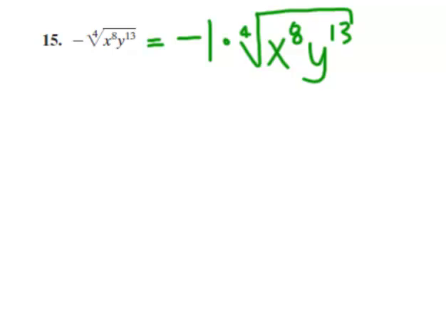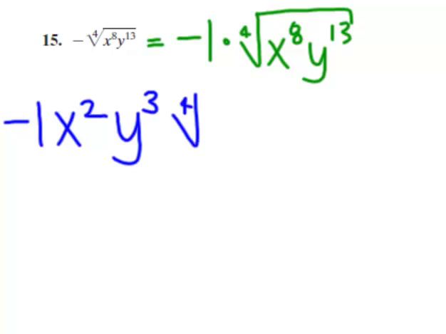Everything else is exactly the same. So we have this negative 1 floating on the outside. And then how many groups of 4 can we make out of 8 x's? Well, we can make exactly 2. And then how many times can 4 go into 13? It goes in 3 times, which gives us 12. So that means that there's one y that has to stay inside.